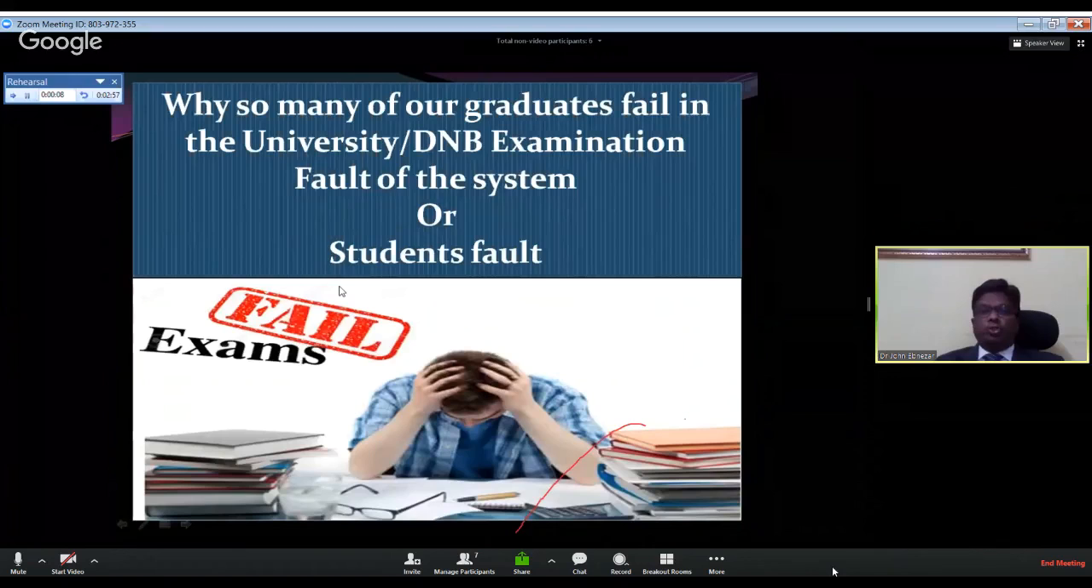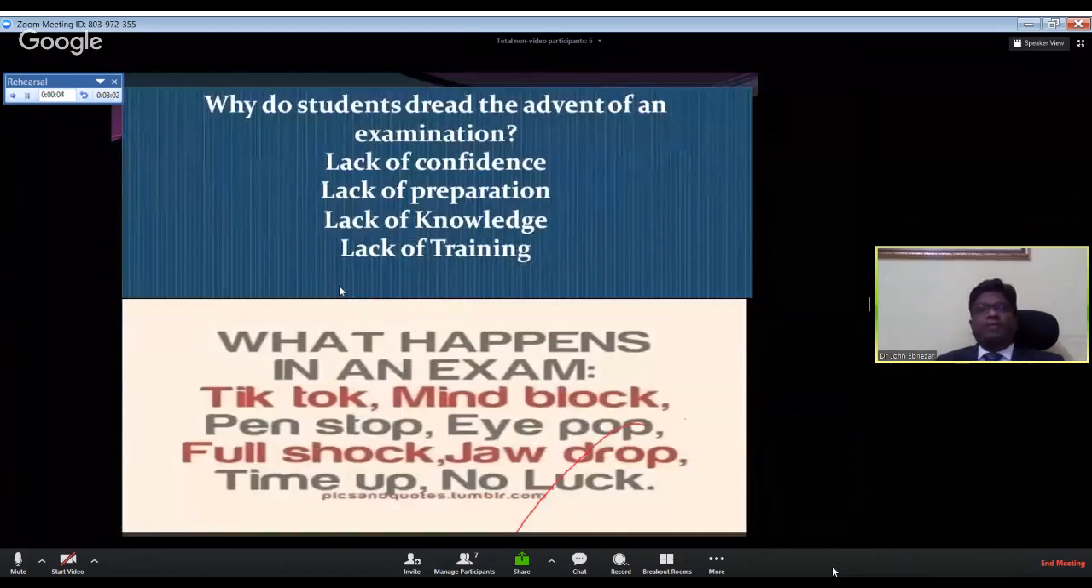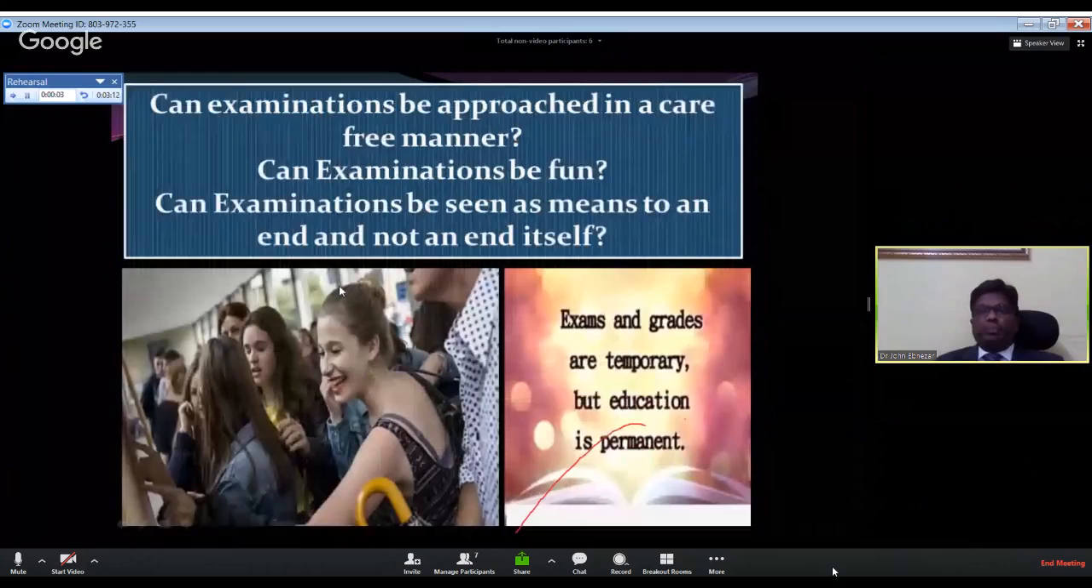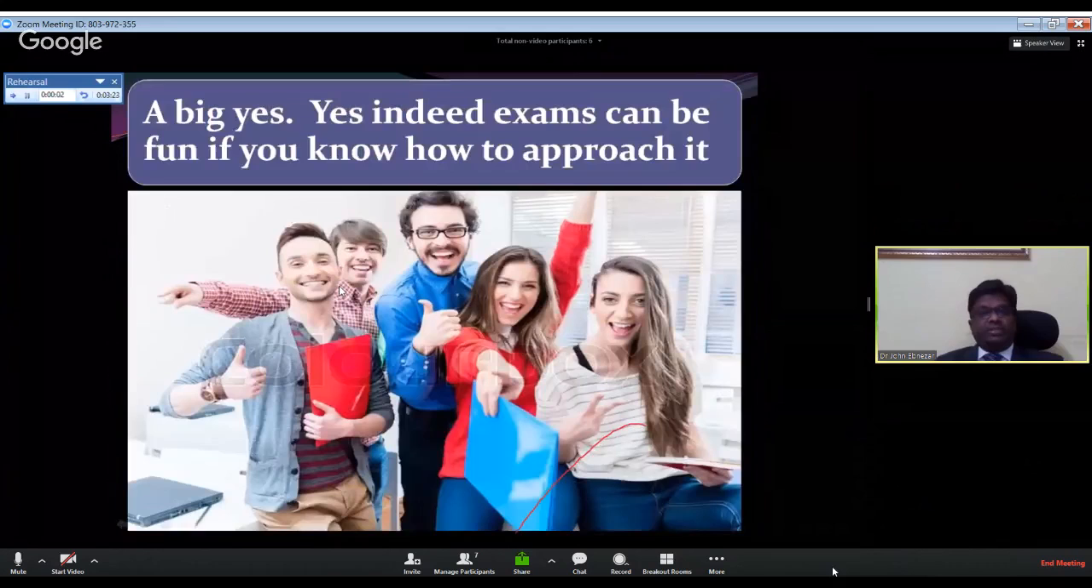Why do students dread the advent of an examination? Is it lack of confidence, lack of preparation, lack of knowledge, or lack of training? Can examinations be approached in a carefree manner? Can examinations be fun? Can examinations be seen as a means to an end and not an end in itself? The answer is a big yes. Yes, indeed, exams can be fun if you know how to approach them.